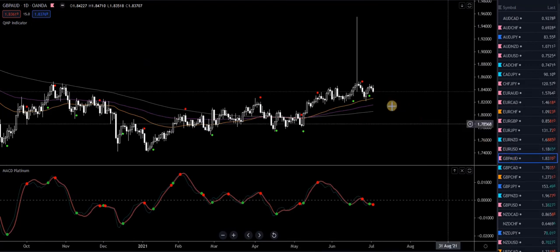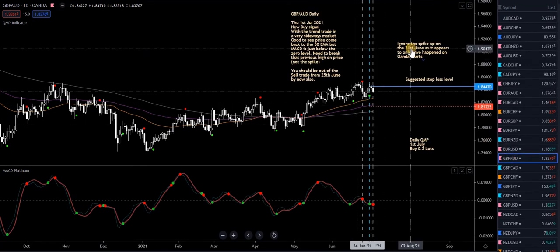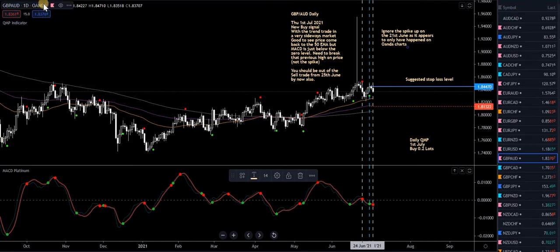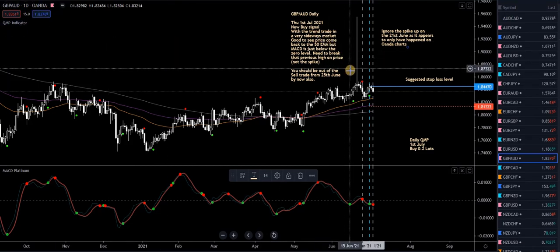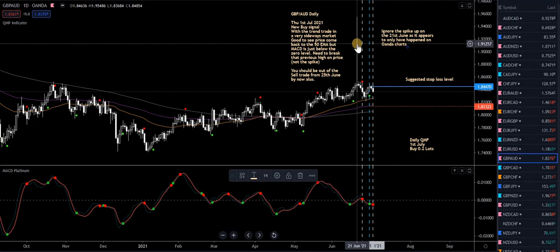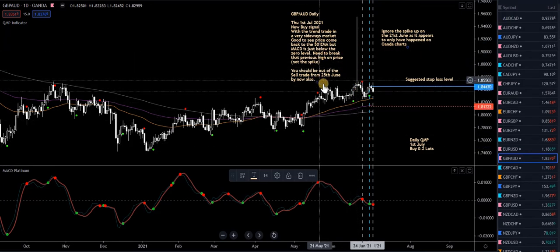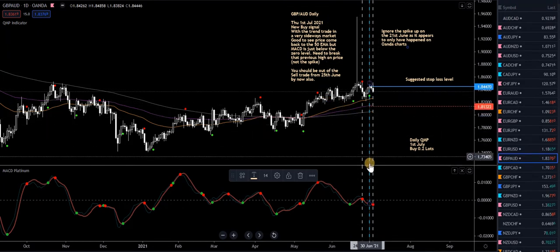Where are we at? Ignore this spike here. You can see I've written some notes. These charts are on Oanda. I've checked the other brokers, and this spike wasn't there on FXCM and the other ones, so it's just an Oanda thing. So I'm just ignoring that one, looking at my trend lines, etc.